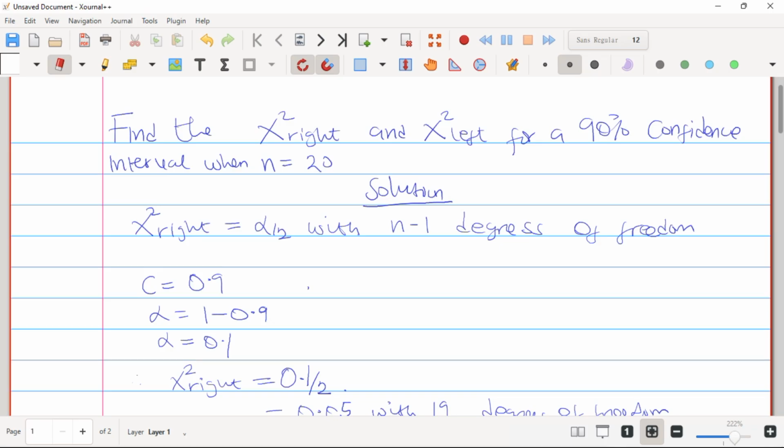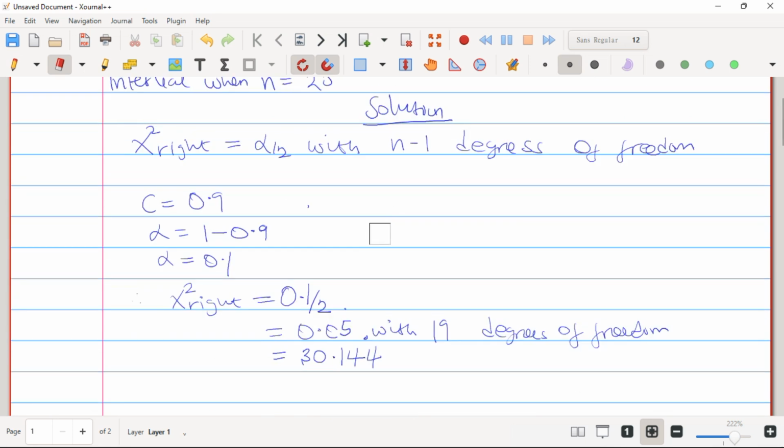And we know that our chi-square to the right uses alpha divided by 2. So we divide our alpha by 2 to get 0.05 with 19 degrees of freedom. Once we have 0.05 with 19 degrees of freedom, we go straight to the chi-square distribution table, locate degrees of freedom of 19 and chi-square subscript 0.05, and where the degrees of freedom and 0.05 meet, that will be the critical value.